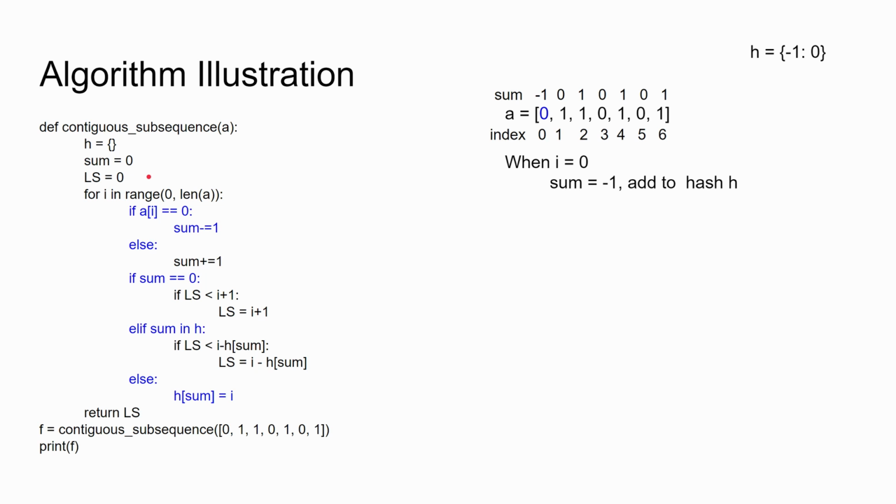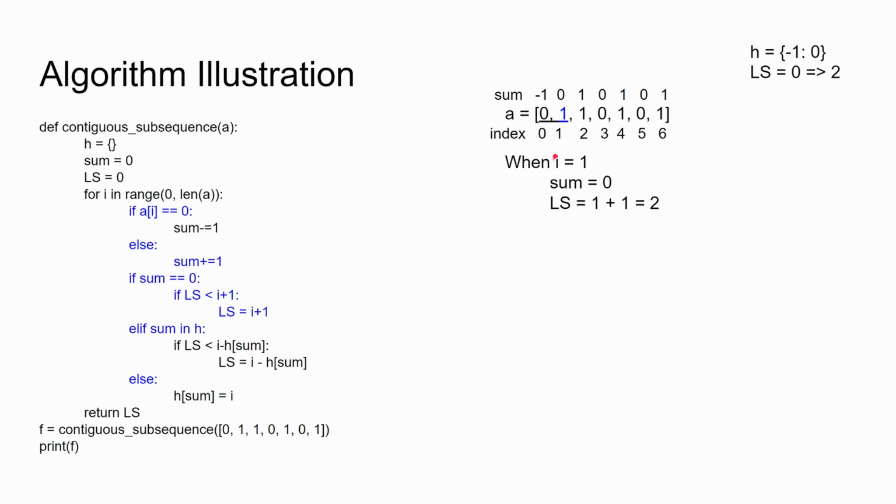It'll go through a for loop, which will go through A, the array, and because A is 0, it decrements sum by 1. Because sum is not 0, it's negative 1, it will not go in this if statement, and because sum is not in H, it will not go in this else statement, so it will add it to H.